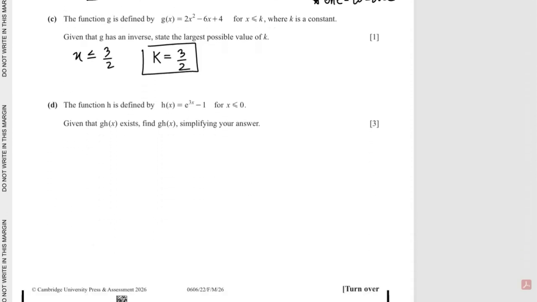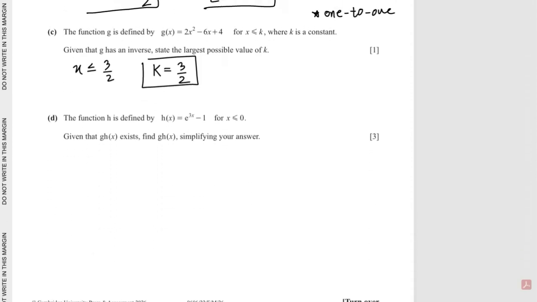The function h is defined by h(x) = e^(3x) - 1, an exponential function, and its domain is x ≤ 0. Given that gh(x) exists, find gh(x), simplifying your answers. So this is about the existence of a composite function.